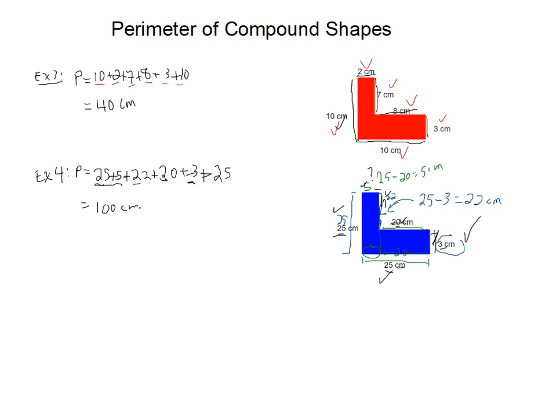So that's how we can find the perimeter of just rectangles and compound shapes. The first thing we need to do is to make sure we have the diagram completely labeled, and then we just add up the distances or the lengths around the outside.